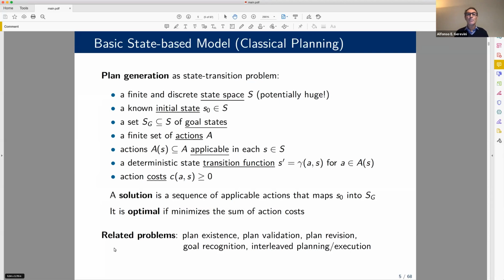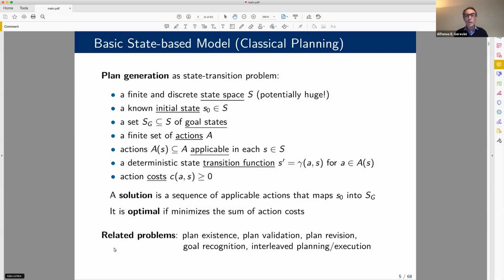And we have then an initial state, S0, a subset of states that are called goal states, that are the states where we want the agent to be at the end of the plan, a set of actions A, and then we have some applicability conditions for each action in a state. So given a state, we know which is the subset of the actions that can be applied in the state S. And then we have a state transition function that tells us, given a state and an action, which is the state that we obtain by executing this action in the state, assuming that this action is applicable in that state. And finally, we have for each action applied in a state, a cost of executing this action in the state that typically is greater than or equal to 0.